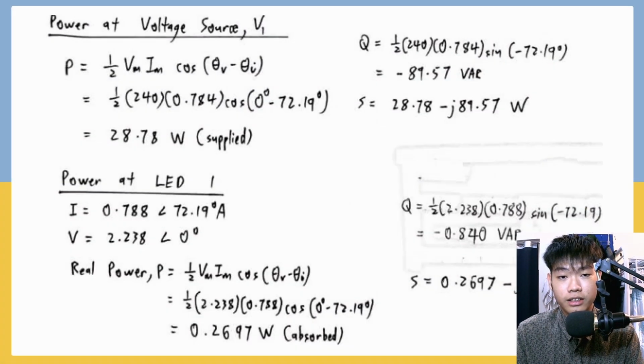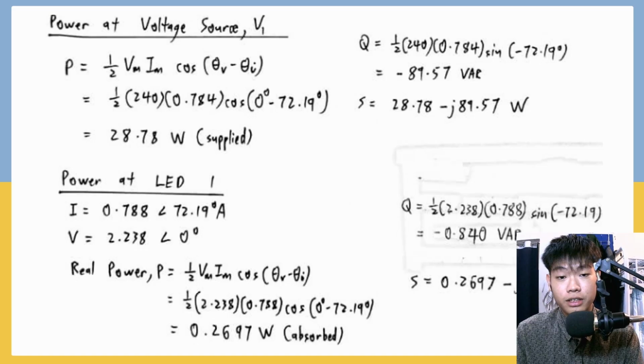We will find out that the real power at the voltage source is equal to 28.78 watts, which is supplied by the voltage source. The reactive power Q is equal to negative 89.57 volt-ampere reactive, and the complex power is equal to 28.78 minus j89.57 watts.